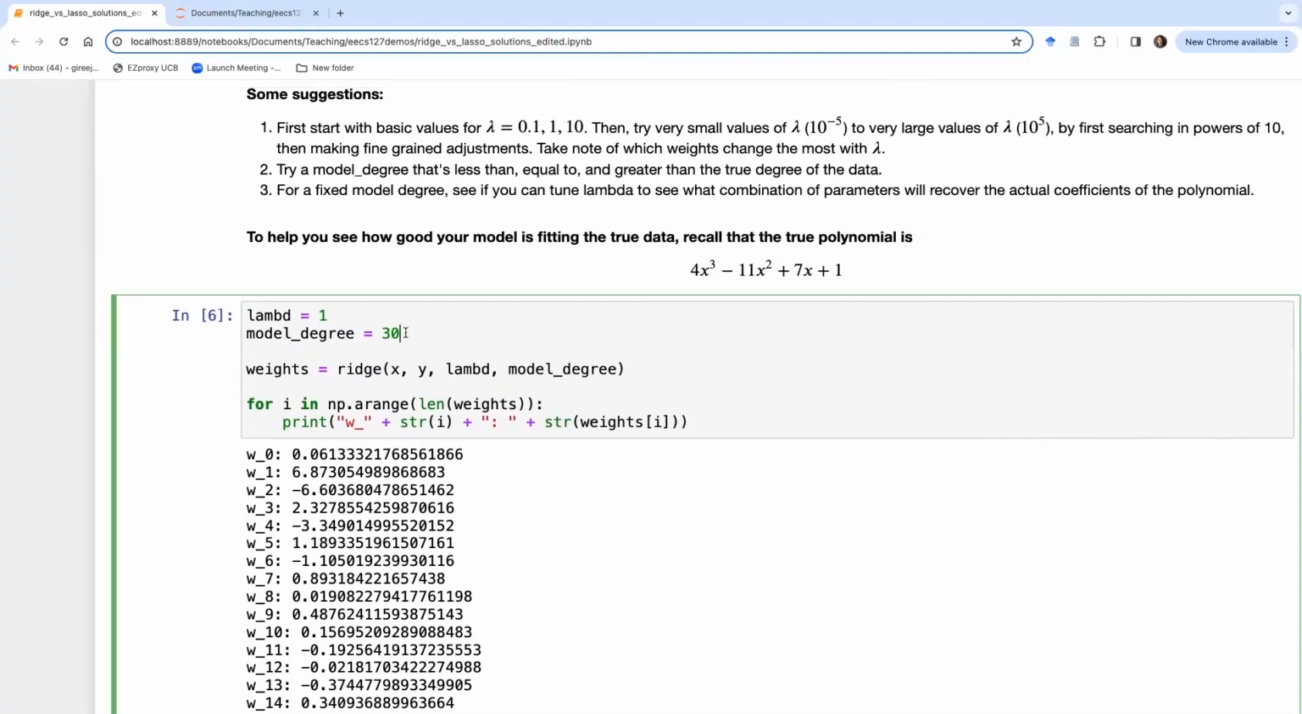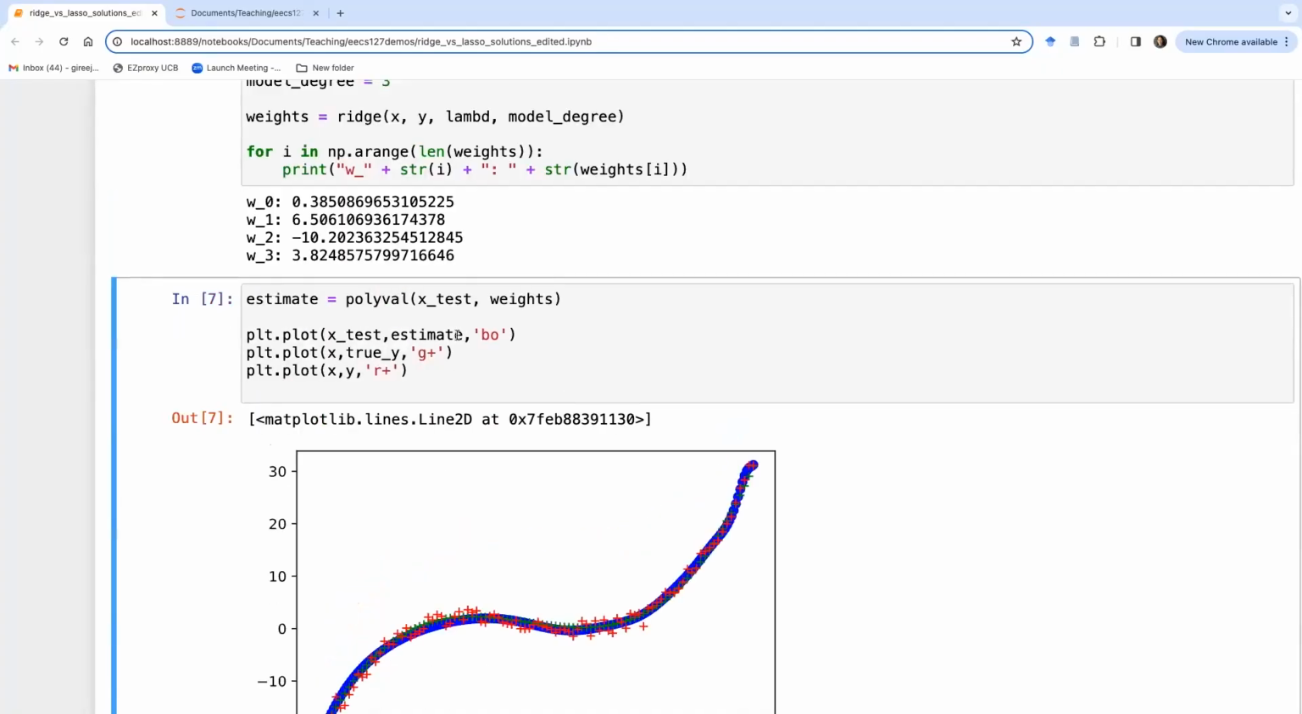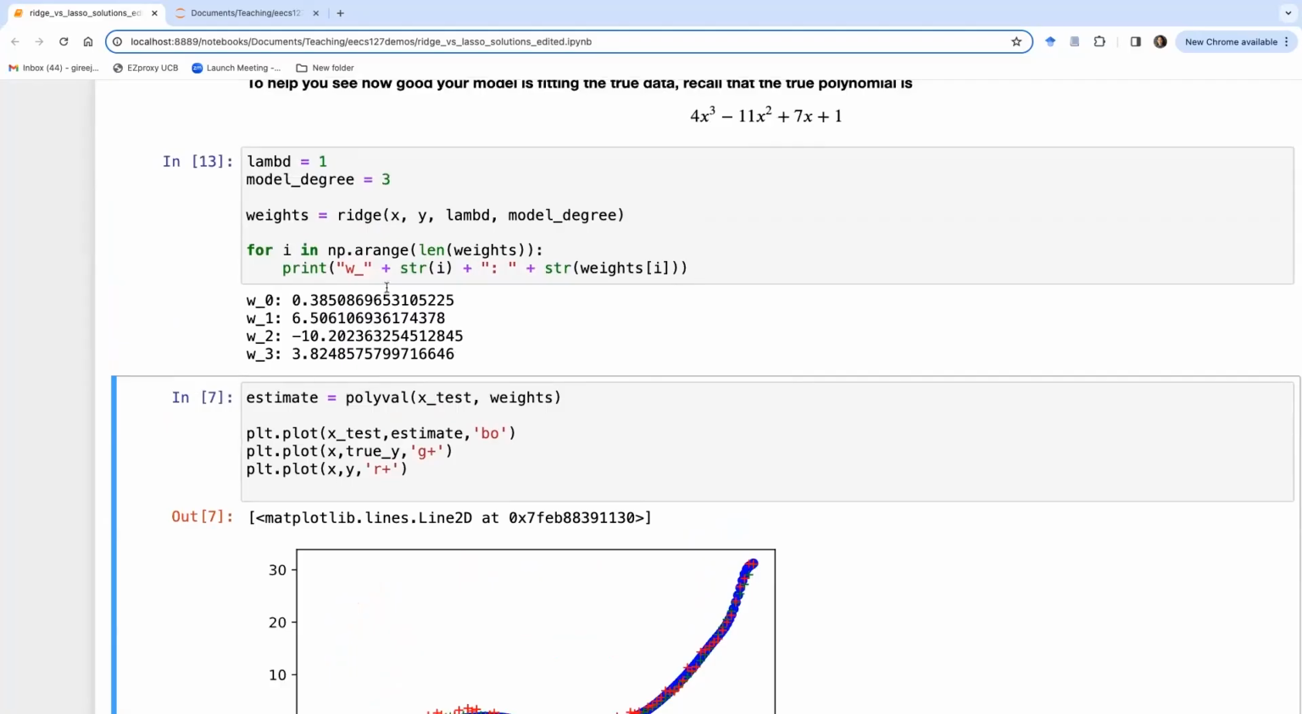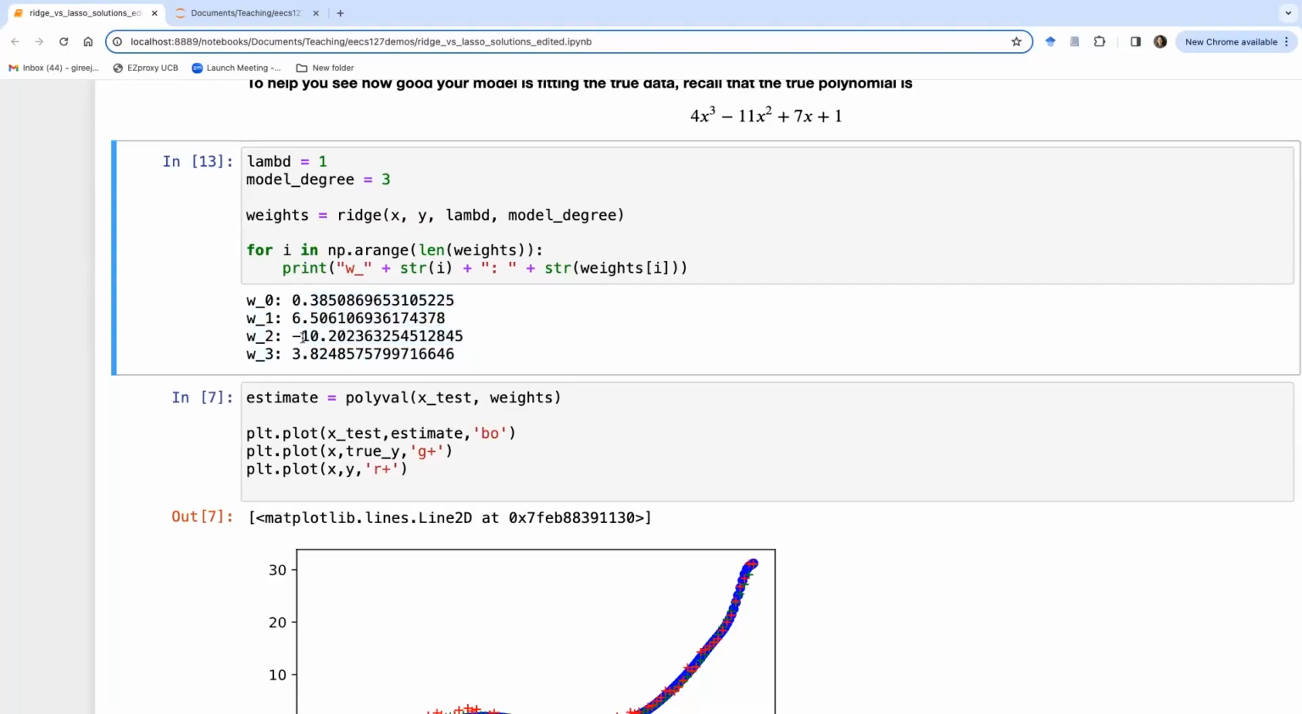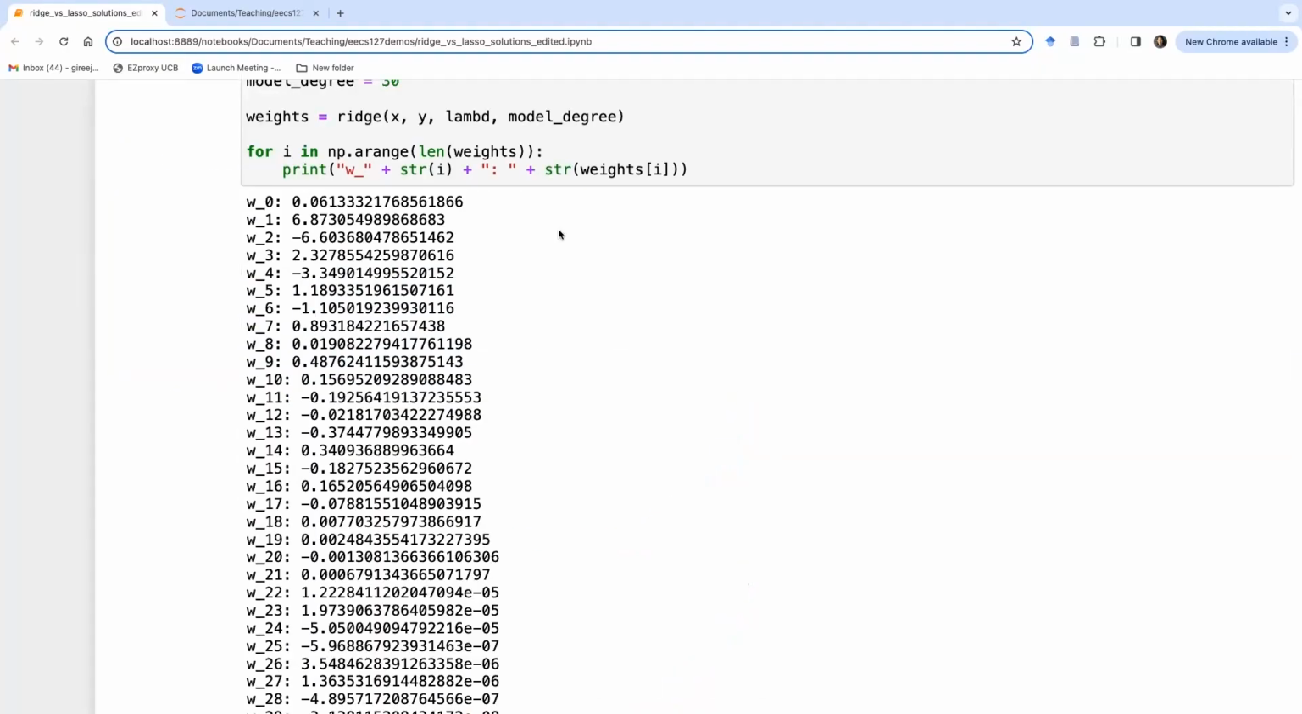If I was to instead set this to be 3, I do really well when I know the degree of my polynomial. Look at the coefficients that are coming out. W3 is almost exactly what it is. W2 is almost exact. W1 is almost exact. Do you see how good this estimation is when I know the degree of my polynomial, versus if I don't? This is far worse. It's getting things way off. It's putting high weights on the 4th degree, 5th degree, 6th degree, and so on and so forth.